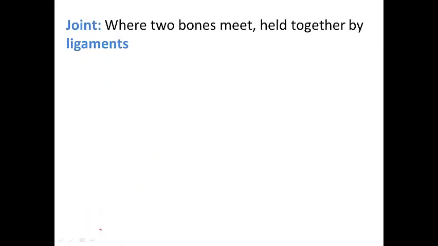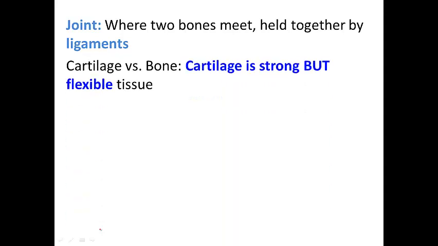Some other important terms are joint. Joint is the place where 2 bones meet. A joint is held together by ligaments, so ligaments connect bone to bone. Another thing is cartilage. Cartilage is found in your ears, the tips of your nose, and your ribs, as well as many other places such as the ends of bones. The thing that's different about cartilage and bone is that cartilage is strong like bone, but it's flexible. It can easily be bent and not broken.